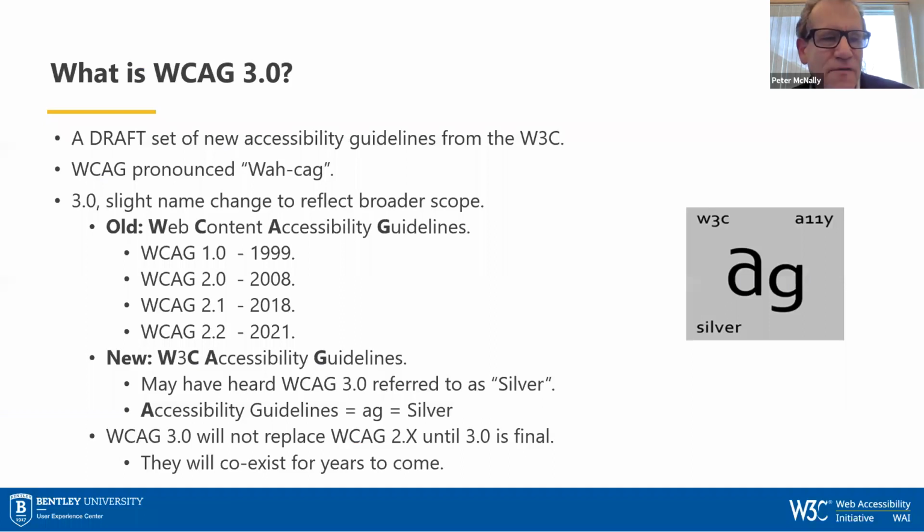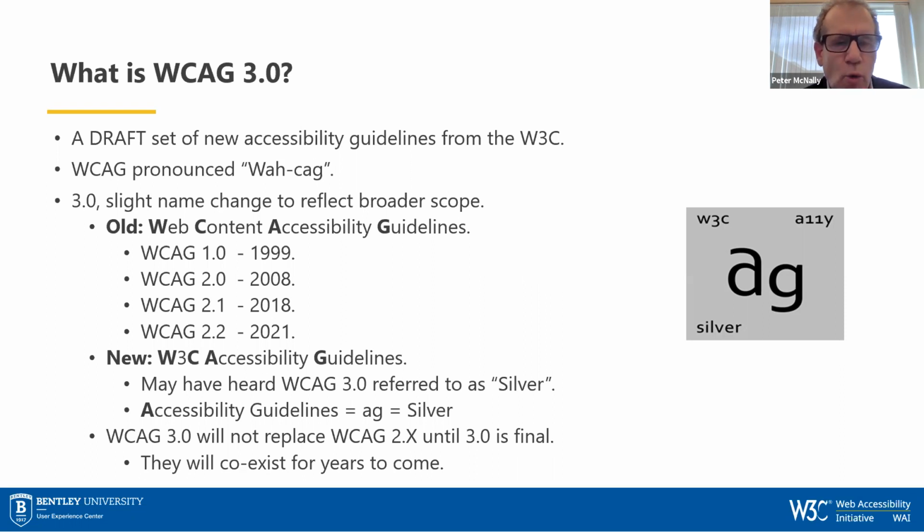So let me just start off by saying, what is WCAG 3.0? It's a draft of new accessibility guidelines from the W3C, or the World Wide Web Consortium. You may hear people pronounce it as WCAG. That's how a lot of people say it, or maybe say it a little bit differently, but that's how I typically say it. So this is a 3.0 version. What does that mean? That means that in the past, there were previous versions.